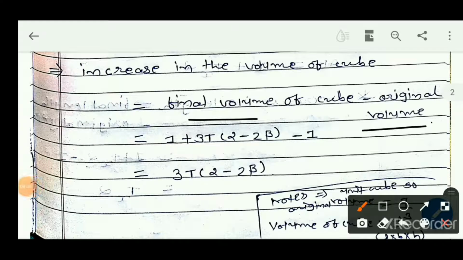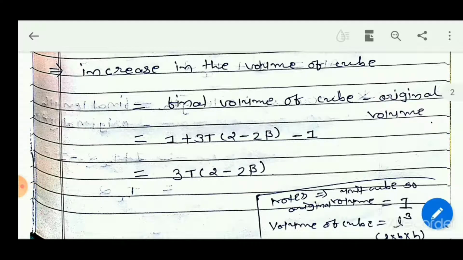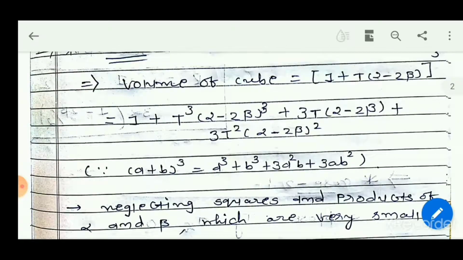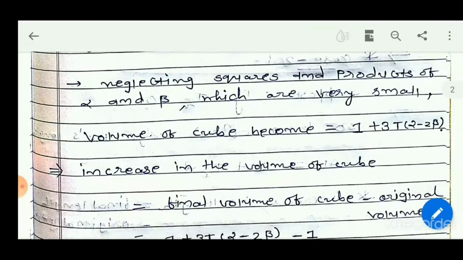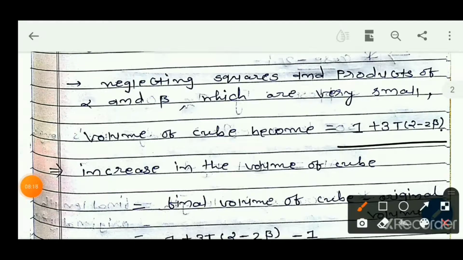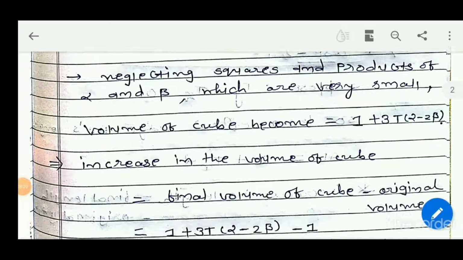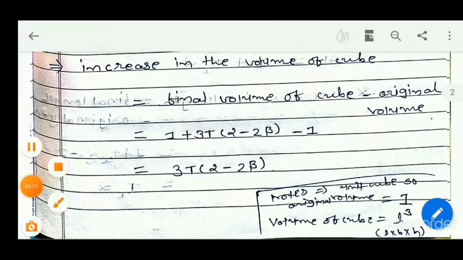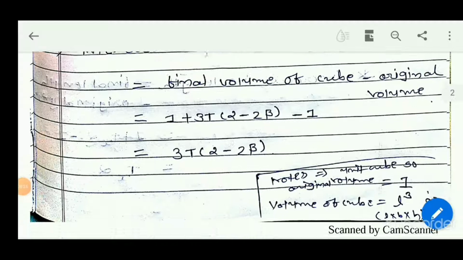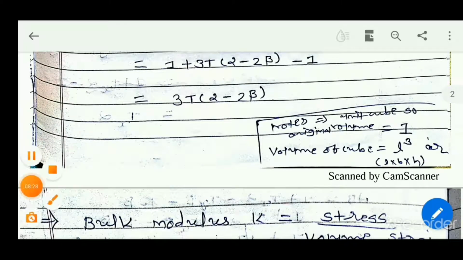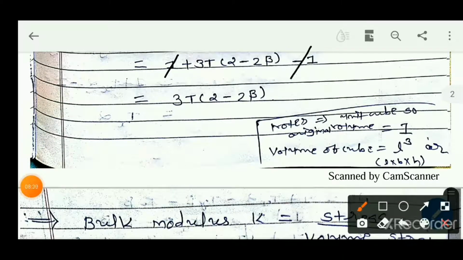So the final volume is equal to 1 plus 3t alpha minus 2 beta, which we derived from here. So now you get the hierarchy. We derive the volume of the cube, and minus the original volume, which is 1. It's a unit cube, so 1 and 1 get cancelled out, so it becomes 3t alpha minus 2 beta.